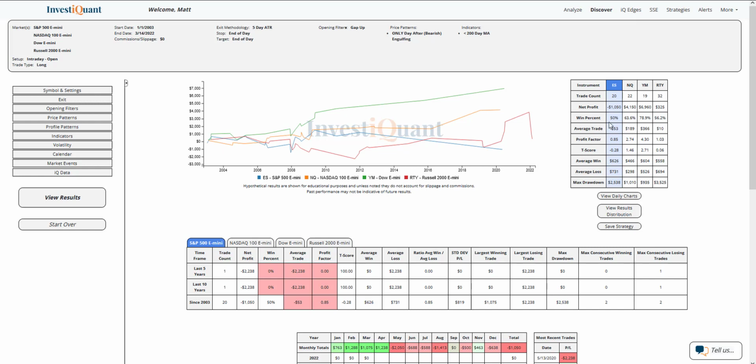The win rates on them are neutral for the S&P, but a little bit favored for the others. So S&P 50%, NASDAQ 64%, Dow 79%, Russell 56%.